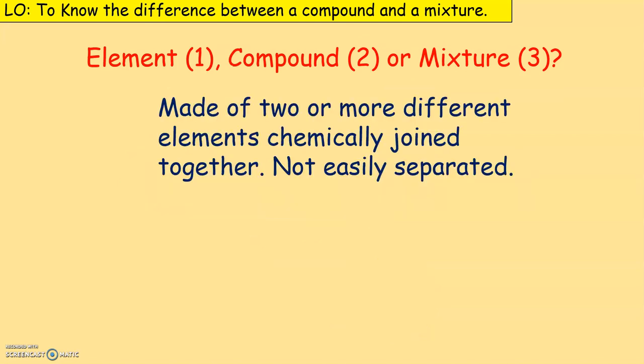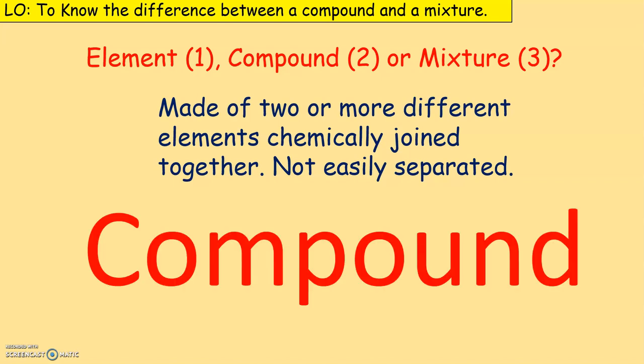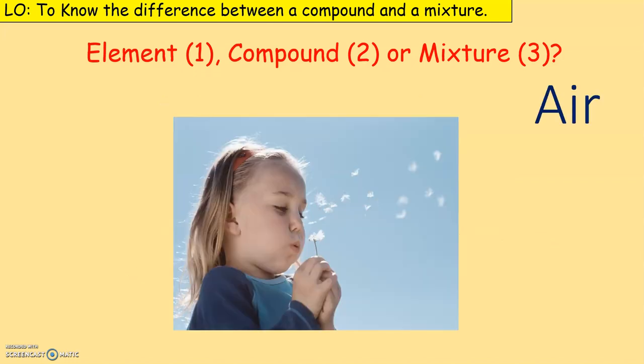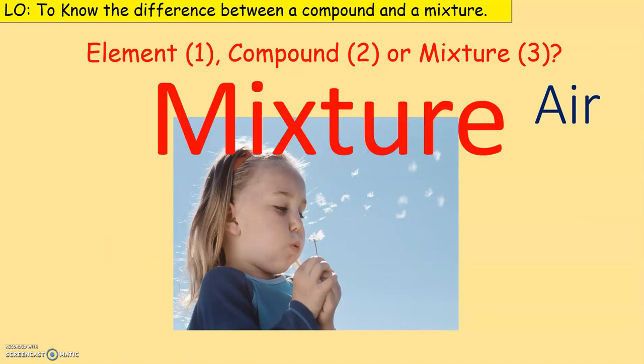And next one, made up of 2 or more different elements chemically bonded together, not easily separated. What is the answer? Compounds, 2 or more different, not the same, different. Okay? And air, what do you think? Is that an element, is that a compound, or a mixture? It's a mixture because it's a mixture of different gases.